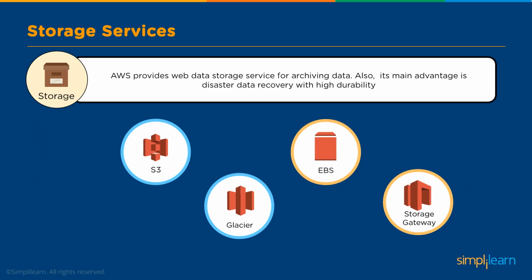Then comes the storage service. Now, a couple of storage services are S3, Glacier, EBS, which is Elastic Block Storage, and Storage Gateway. AWS provides a web data storage service for archiving data. Also, its main advantage is disaster data recovery with high durability.